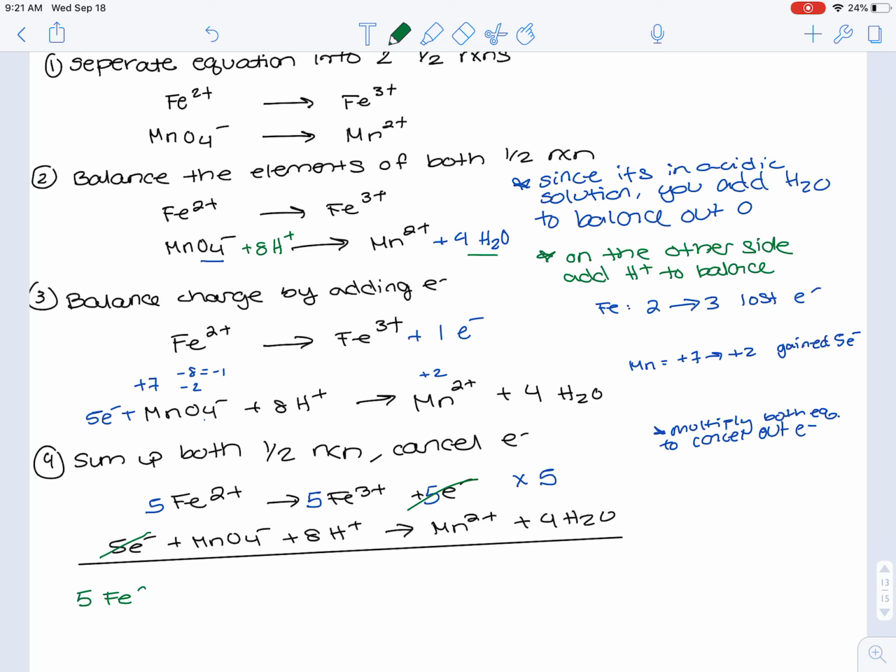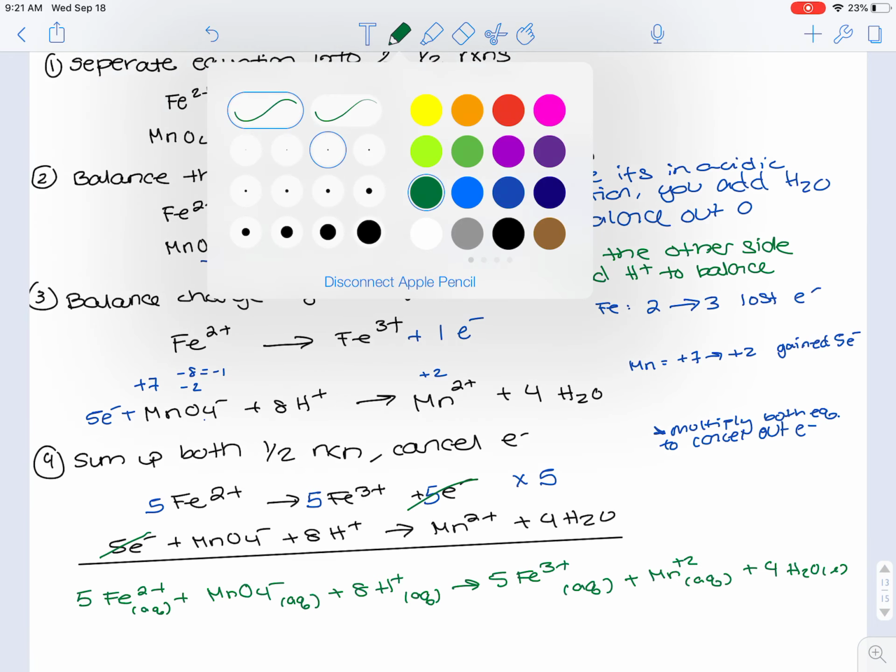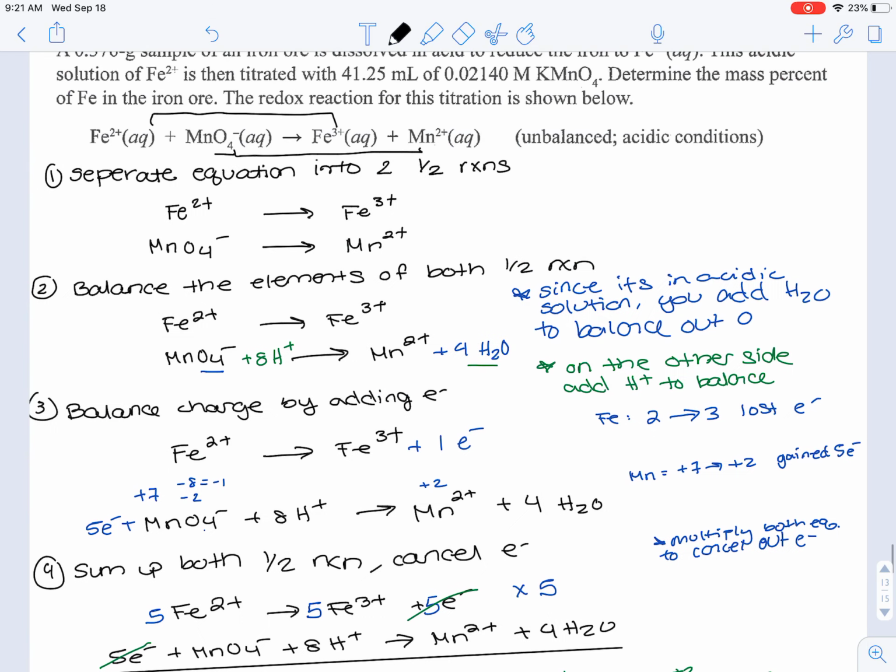5 Fe2+ plus MnO4-, and now I'd write my states, plus 8H+ makes 5 Fe3+ plus Mn2+ plus 4 H2O. And now you have your balanced reaction. So now you can go back and you can solve for the amount of iron that you want.